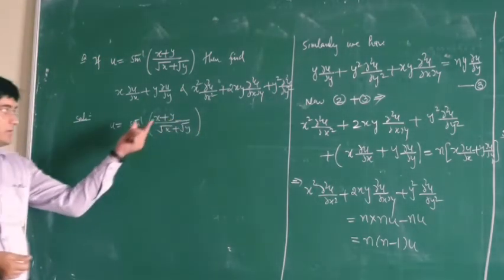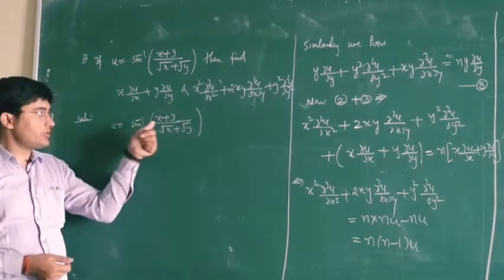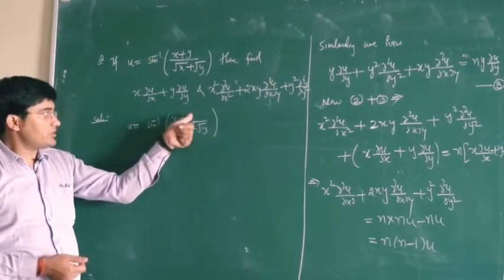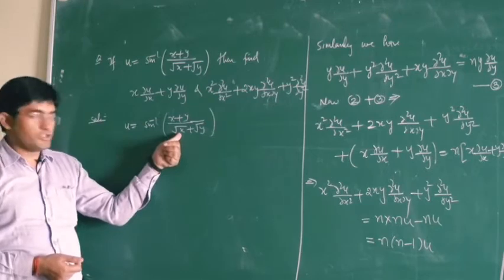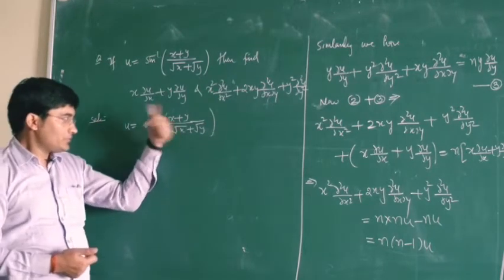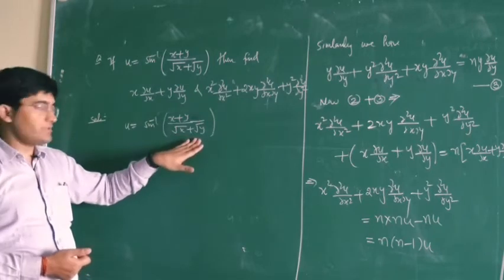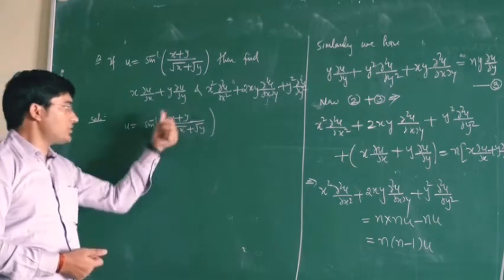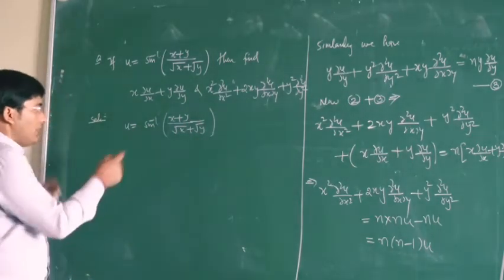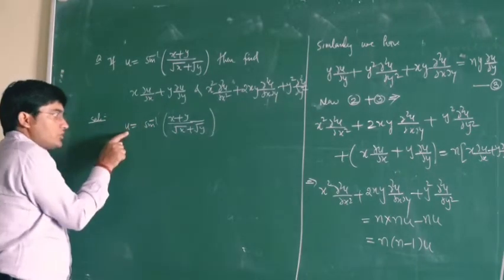Here this bracket is homogeneous because you can see that the degree of the numerator is 1 and the degree of the denominator is half. So the whole numerator has degree 1 and the whole denominator has degree half. So we can say that this function is homogeneous. But this u is not homogeneous.